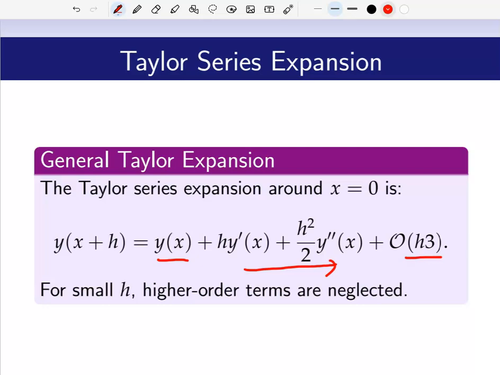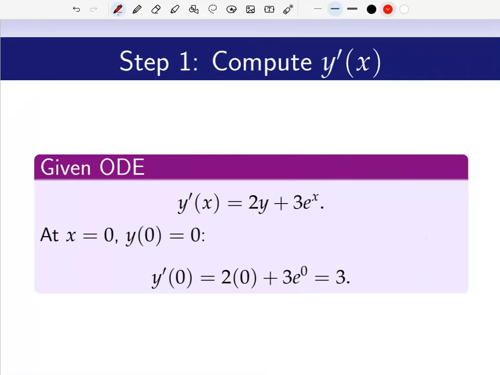Now the given ODE, dy/dx, meaning y'(x), is 2y + 3e^x. At x = 0, y(0) is also 0, which is given. So for y' at x = 0, if we plug in the x and y values, 2 into 0 plus 3 into e^0, that will give 3.